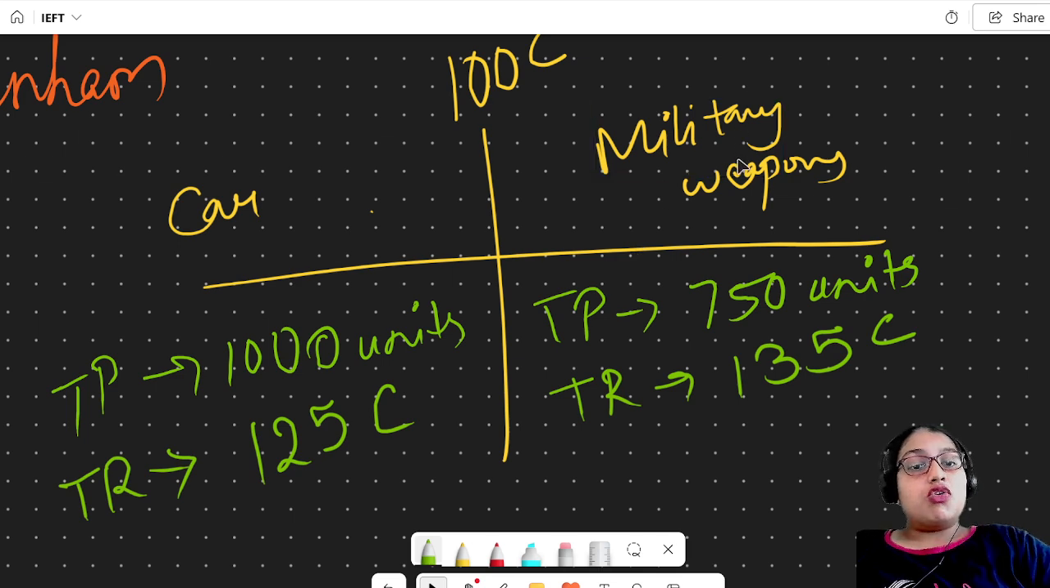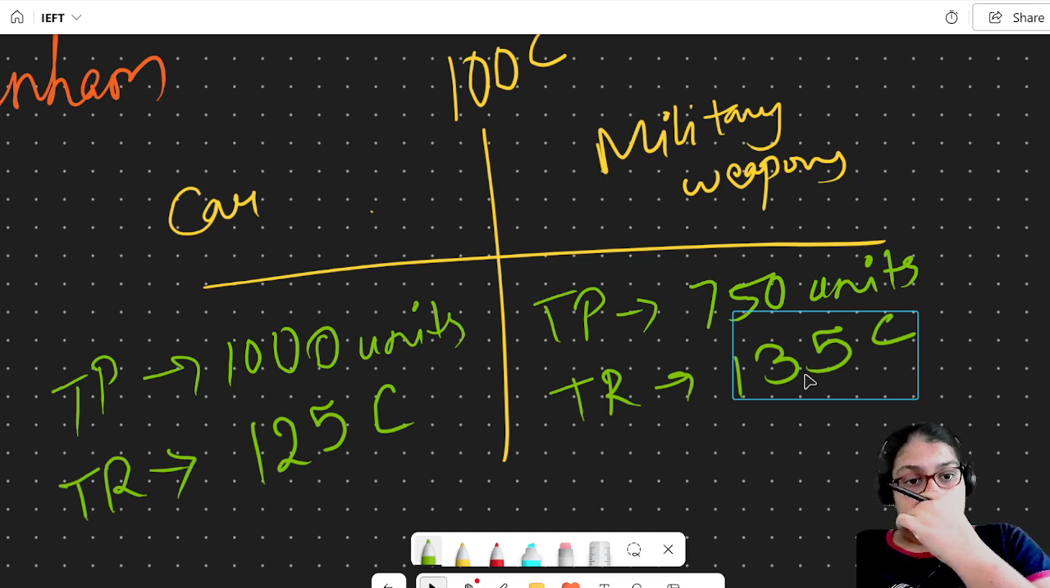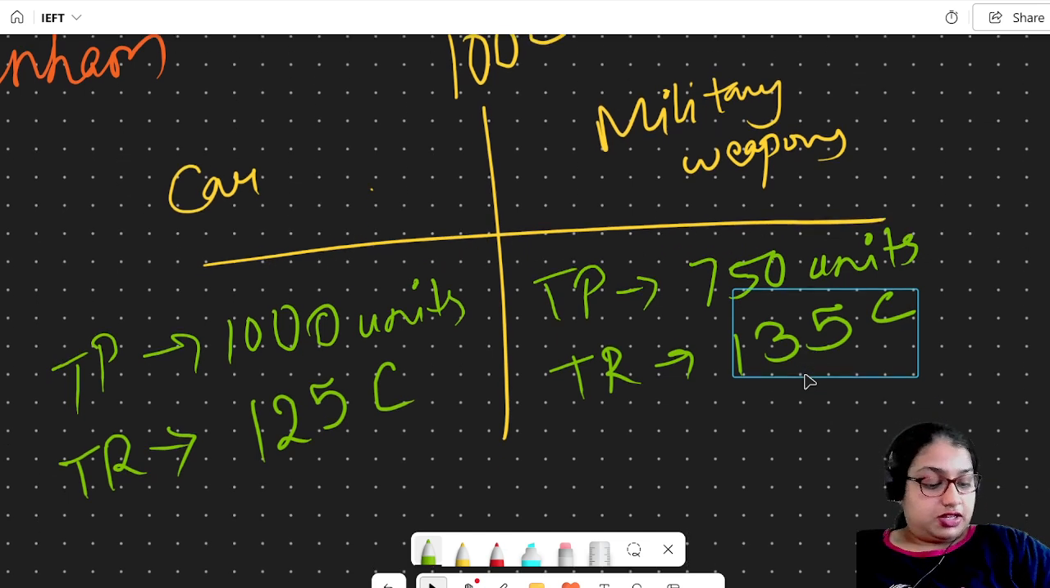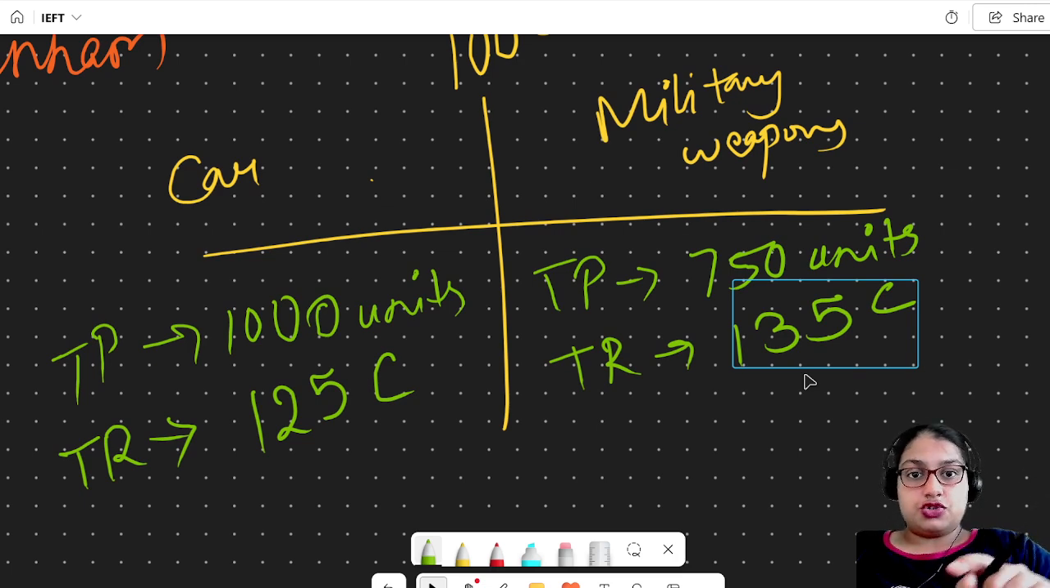And if I go for military weapons, I get 135 crore. That is 10 crores extra for me. I'm getting a profit of 10 crores extra if I choose military weapons. These are my two alternatives. So here, which one? The question's to you. Which one will you choose? Of course, we will go for military weapons.